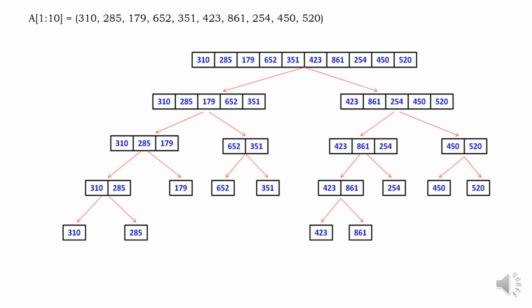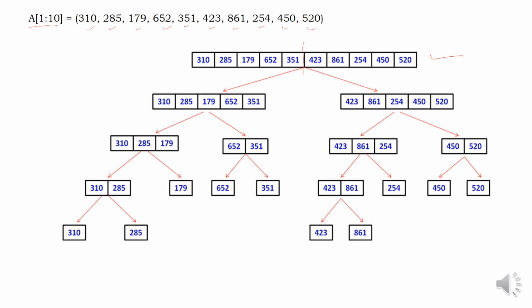Here, assume that there is an array which has 10 elements. The unsorted elements are 310, 285, 179, 652, 351, 423, 861, 254, 450, 520. It is an unsorted array with 10 elements, represented just like an array. Let us take this as an array. Divide this array into two subarrays. Because we are following the divide and conquer method, we are dividing this array into two arrays.